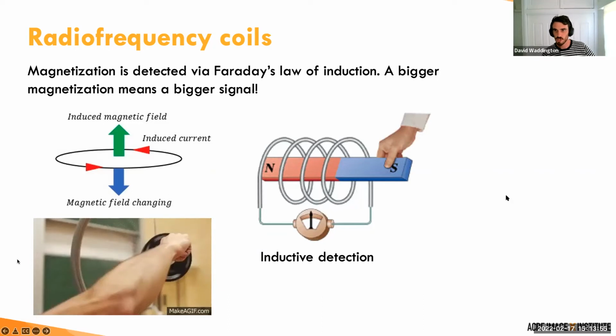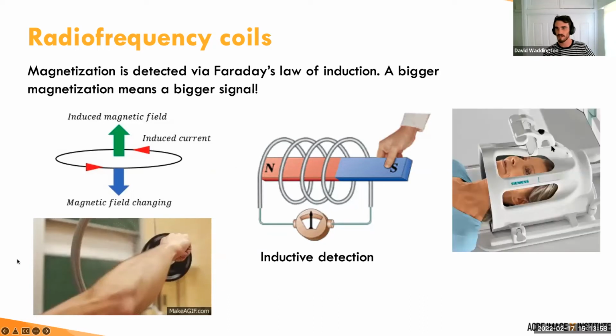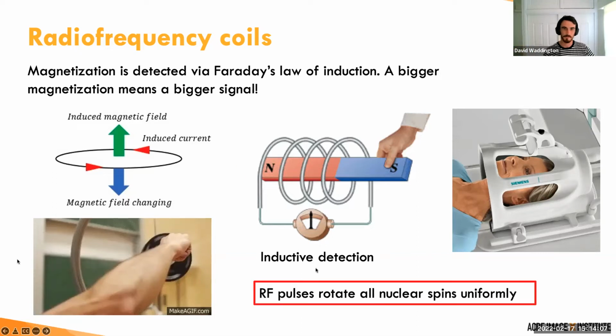And so to show you one of those coils in practice, underneath all this plastic, you have a bit of wire, and then you have the spins in that person's head going backwards and forwards and inducing a voltage.